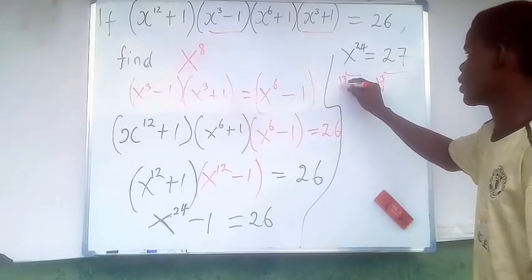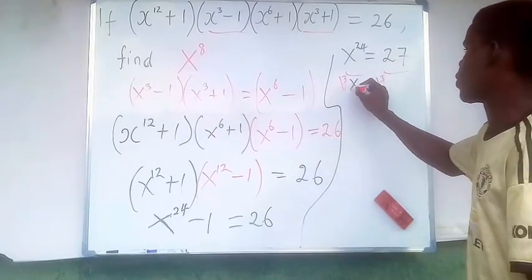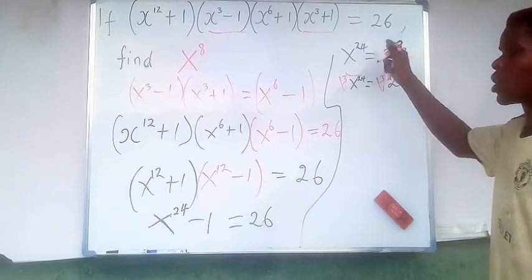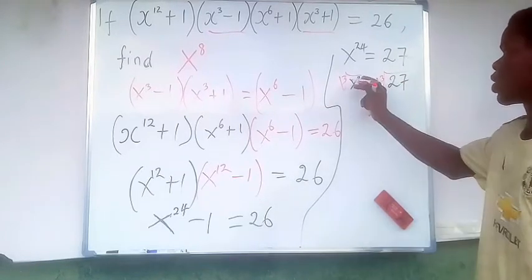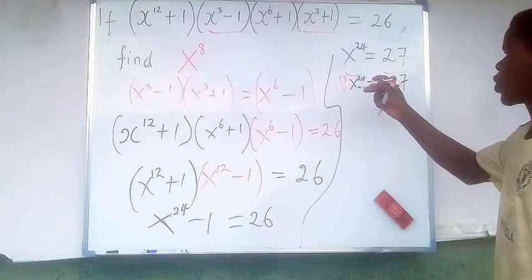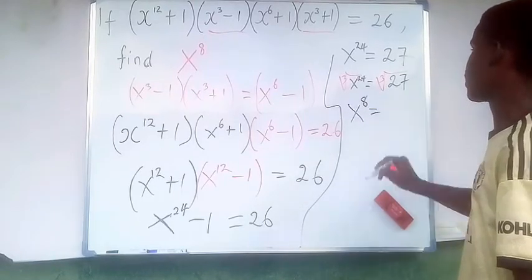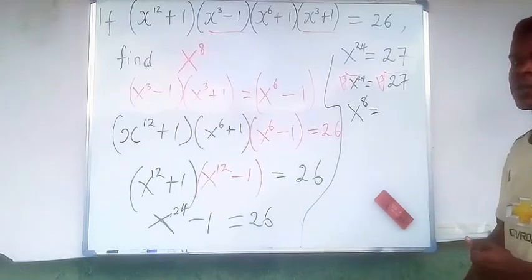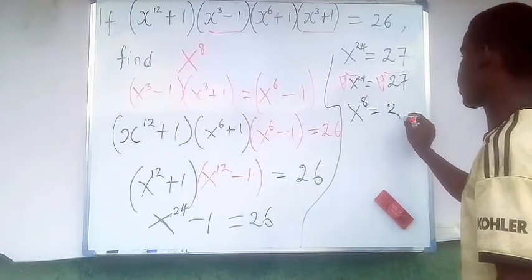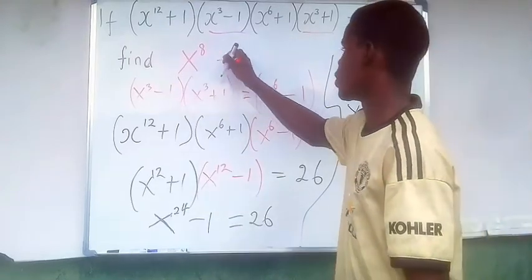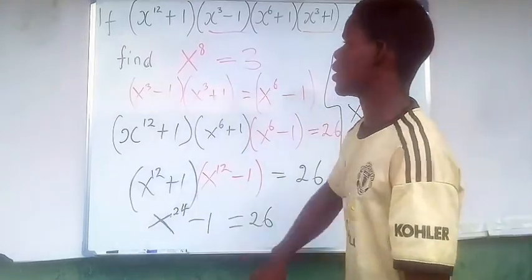So the cube root of x to the power 24 should be equal to the cube root of 27, because x to the power 24 equals 27. So the cube root, 24 divided by 3, is giving us x to the 8th. And the cube root of 27 is just 3. Therefore, x to the power 8 is equal to 3. That's it.